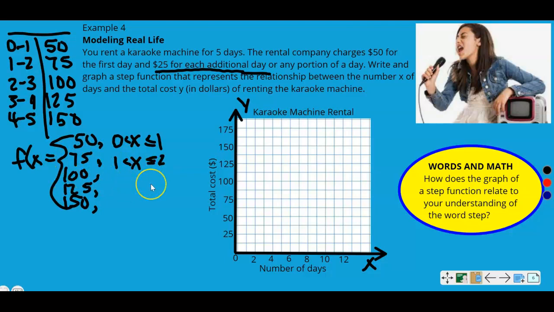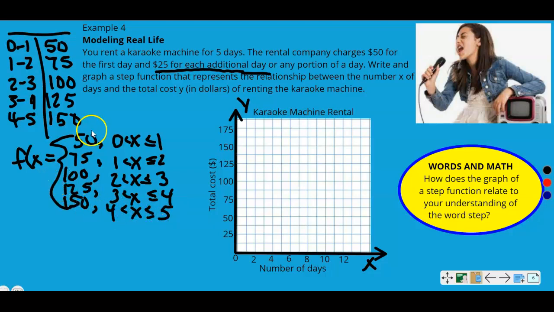And then the next one is going to be the same thing, except this one's going to be 2 to 3. So this represents the end of day 2. That's not included here because it was included in the price for day 2, but it will be included for the total third day. So anything between the hours from days 2 to 3 would be $100 to rent. And then days 3 to 4, same thing. And 4 to 5, same thing.